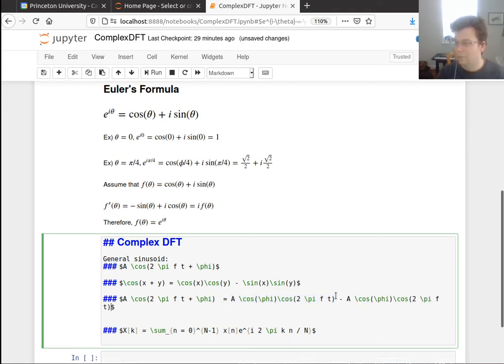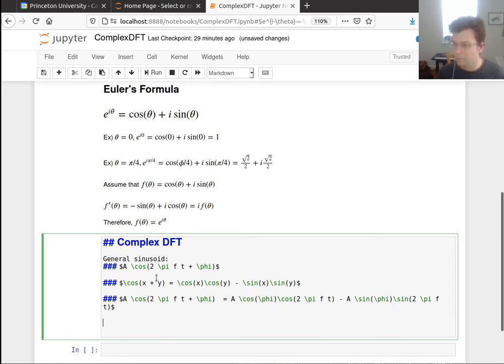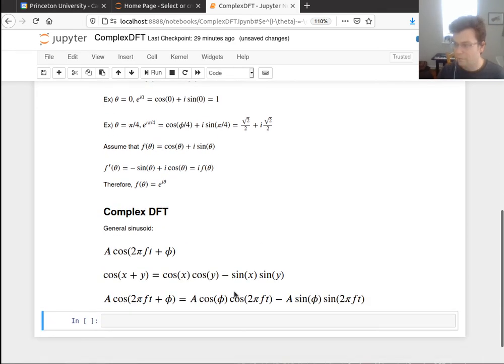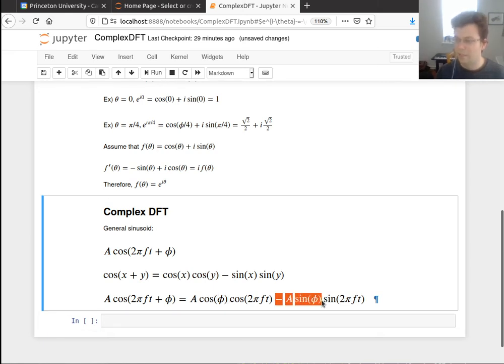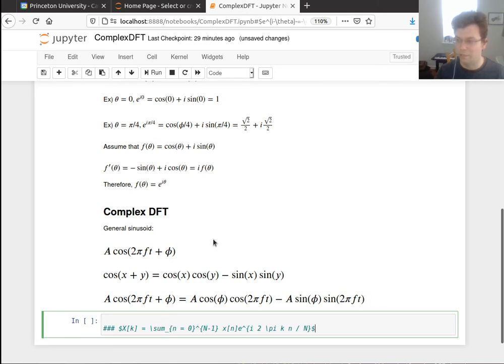So that was where things get a little different: minus a sine of phi, sine of 2 pi ft. We're just remembering how we split a general sinusoid into components. We can split any sinusoid into a cosine component and a sine component, but the sine component ends up having a negative sign if I add phi. I'm going to do the opposite from what I did in Risset, because that's actually the convention.